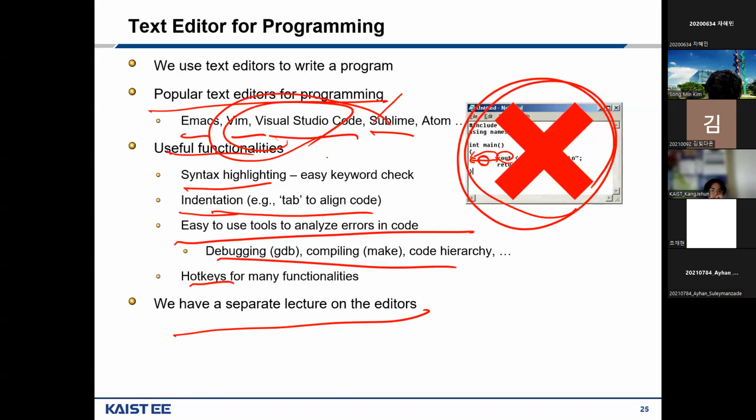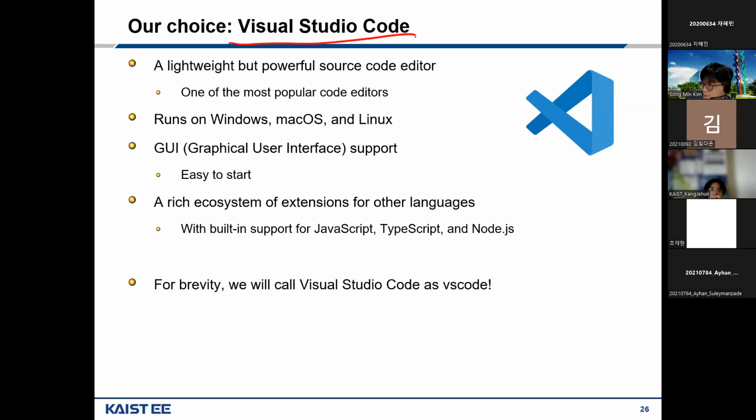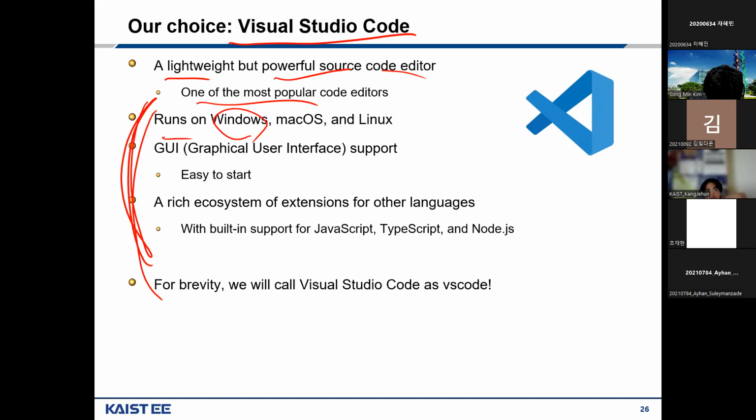So our choice among many is Visual Studio Code. It is arguably probably the most popular text editor now, right? It is a lightweight but powerful source code editor. These are the benefits of VS Code. Why do we use VS Code? Many people use it, which is good, right? It means there are a lot of resources on the web. That's good. And also it runs on Windows, Mac OS, and Linux. So even if you're using Mac, you can still use it.